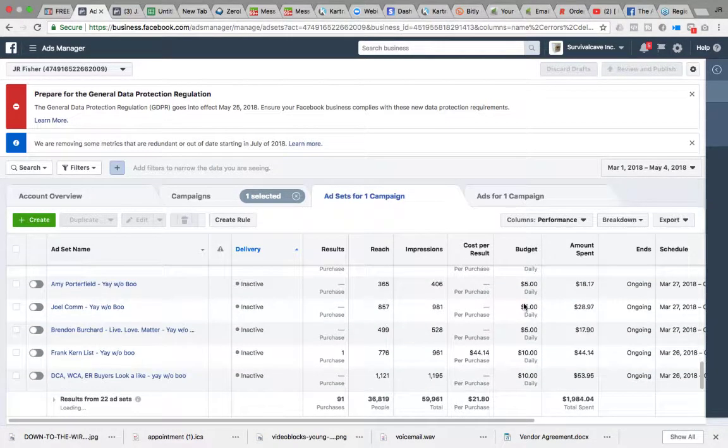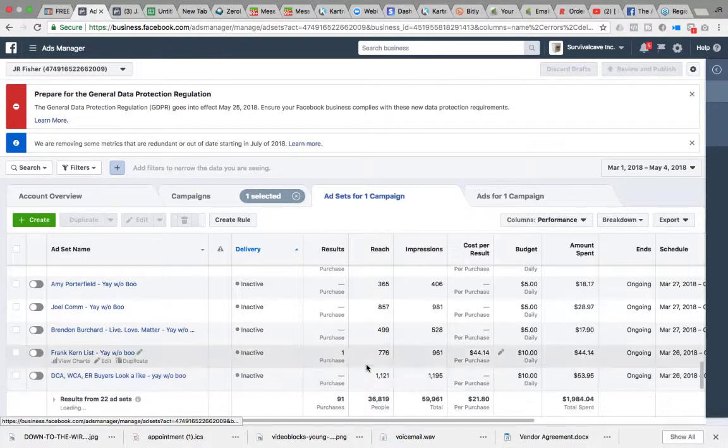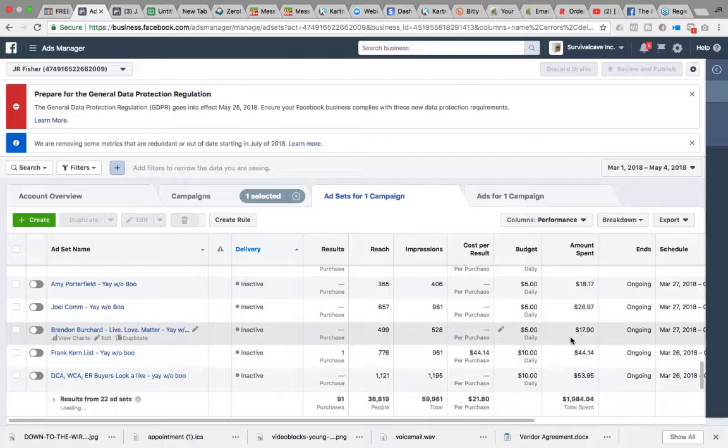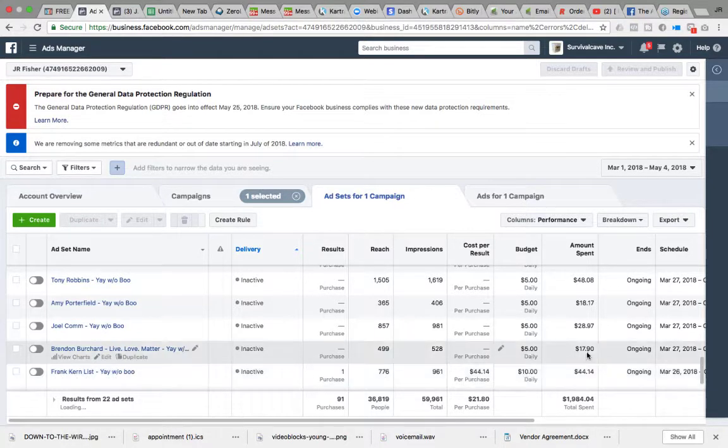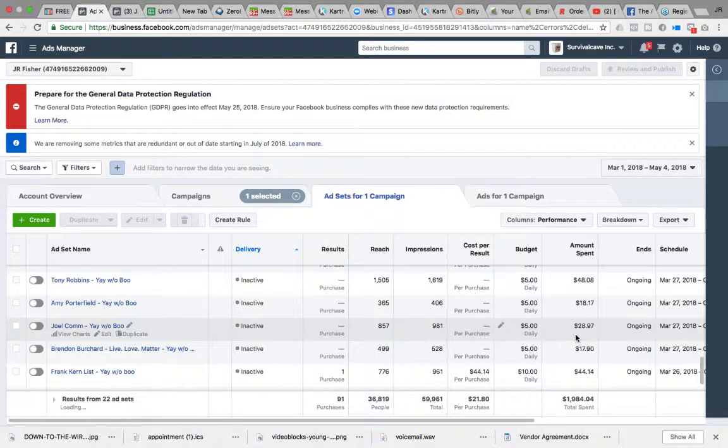If we scroll down here to the bottom, if you notice, these audiences down here, I didn't spend a whole lot of money on. This one here got $53 spent on it, $44. And if you notice, there was no sales here, okay? This one here got one sale at $44. That ain't going to cut it because my average cart is $24.05. So I'm paying more than what I'm getting back. This one here, I spent $17.90. I was at $5 per day, and I got no sales on it. This one here is $28.97, $5 per day, no sales.